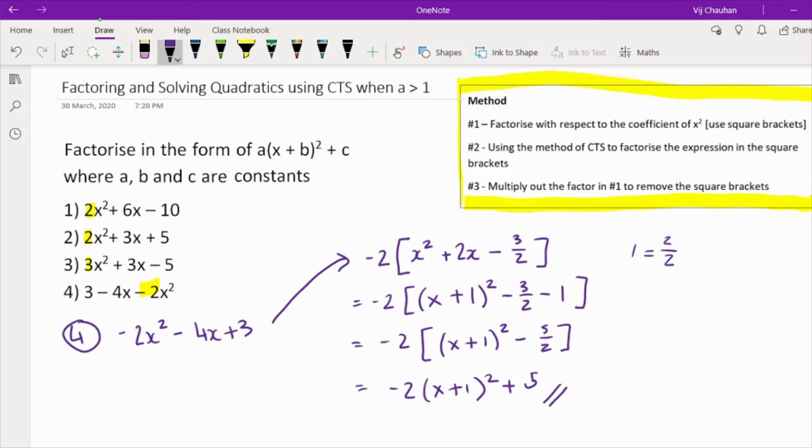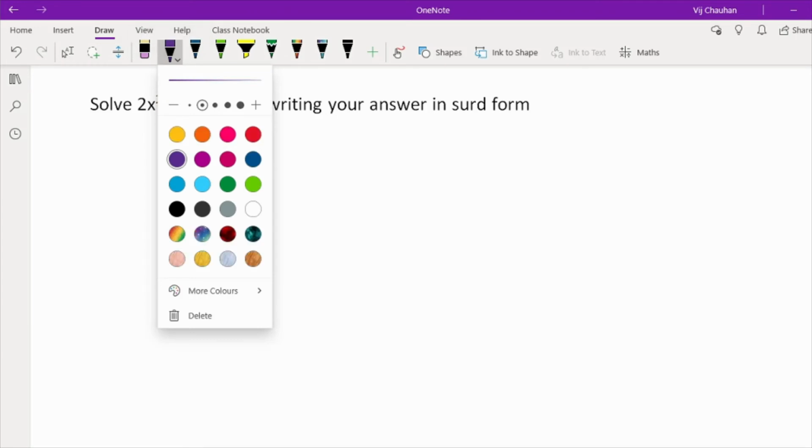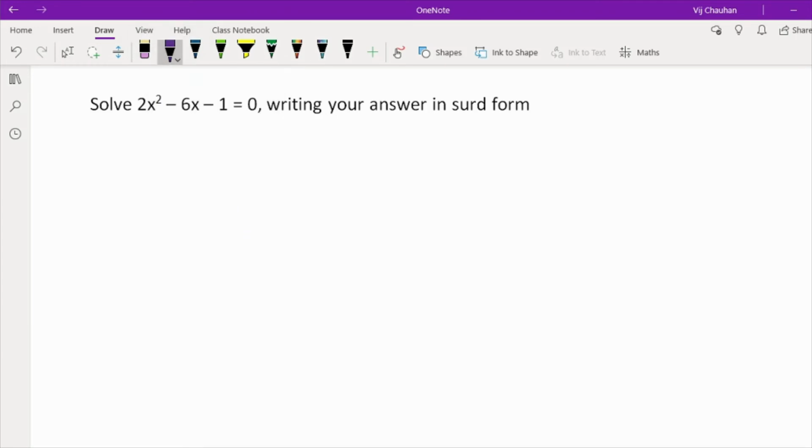So moving on from that, what we're going to look at now is solving complex quadratic equations using completing the square. So looking at this, the first step is pretty much going to be exactly the same as what we've been doing. First things first, always make sure it's equal to 0, which in this case it is. So I'm going to start by taking out the 2. So I've got x squared minus 3x minus a half equals 0.